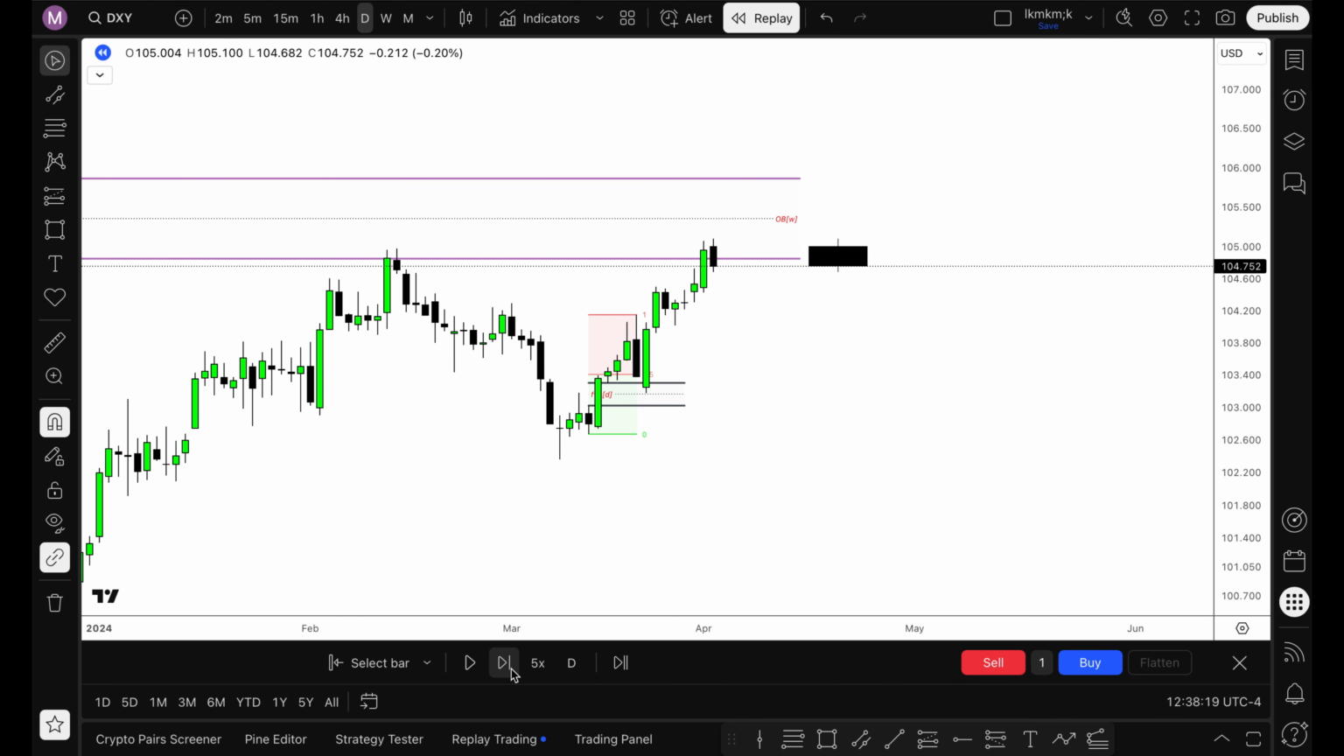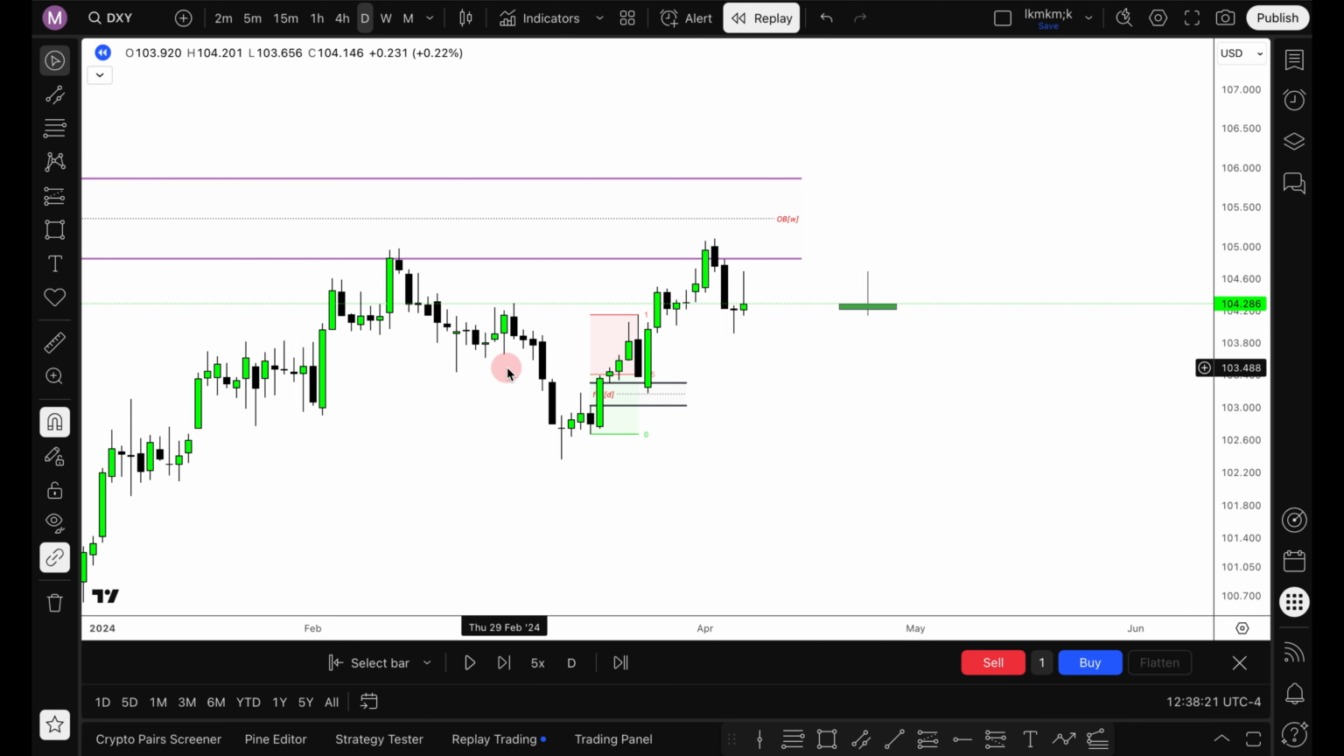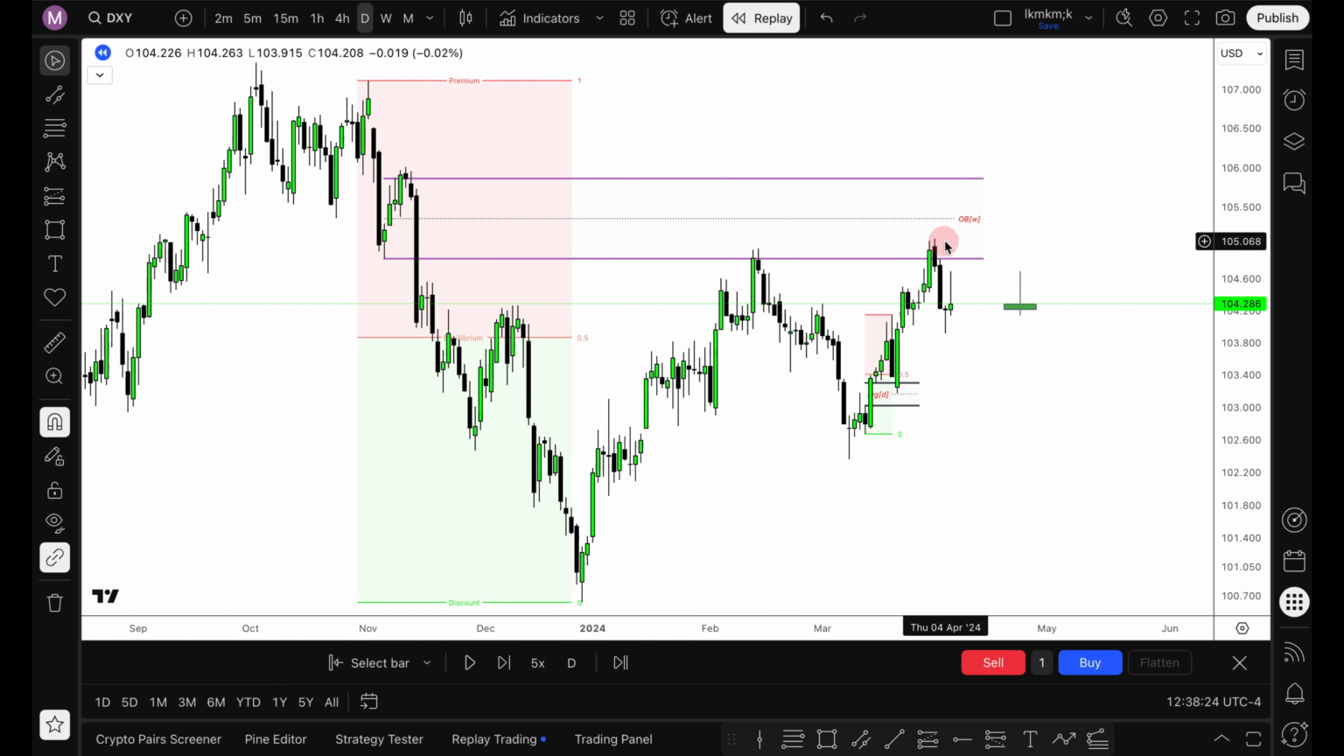And then it's moved up to the upside and reached our draw on liquidity on the higher time frame, which was the weekly order block in that premium area of the range on the higher time frame. So notice how it all comes together. So we look for our draw on liquidity on the weekly time frame, which was the weekly order block. Then we went on the lower time frames. We got another range to look for our positions to trade towards our higher time frame draw on liquidity.